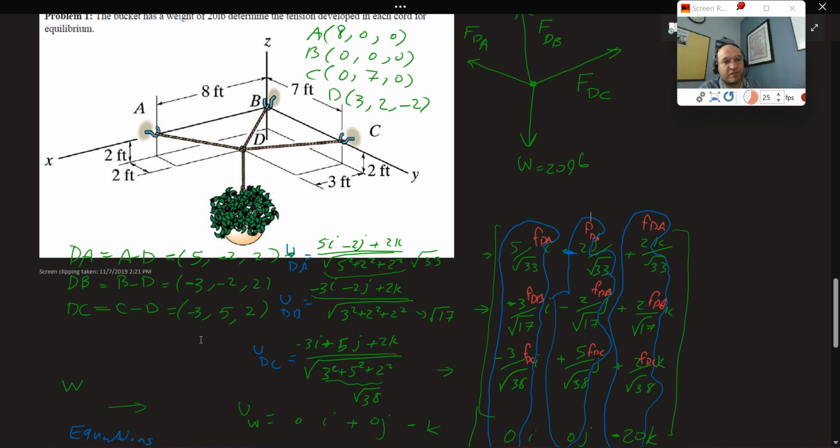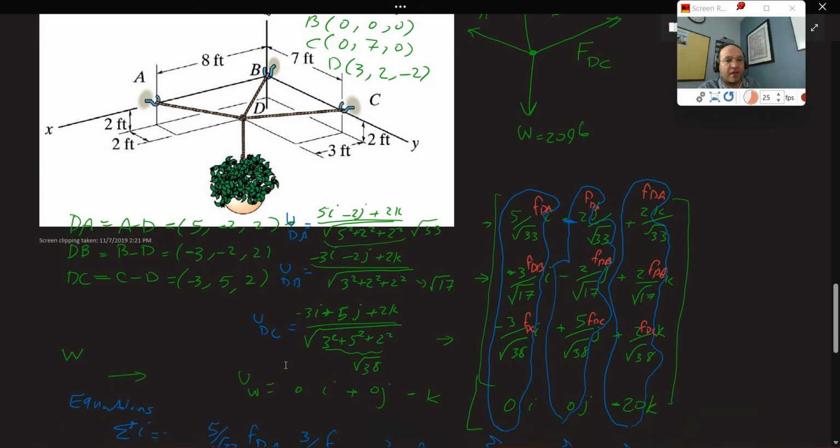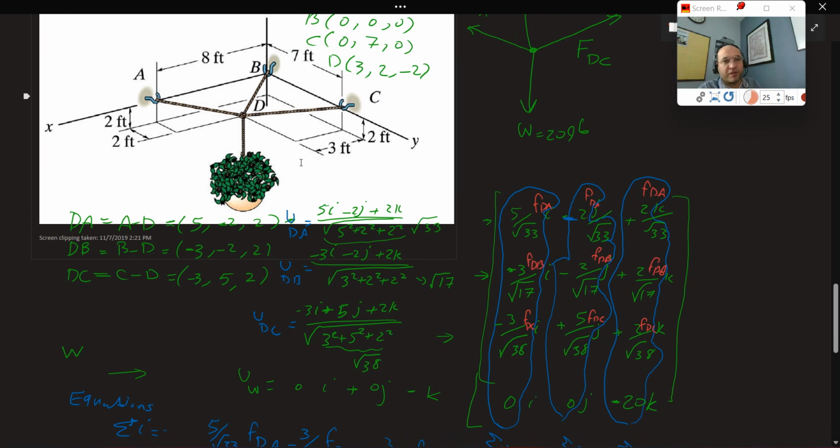Then once you found these 3, you are moving to their unit vector. Unit vector is the vector divided by its length. Because again, we want to bring all of them to the same page, I'm going to put 5i minus 2j plus 2k divided by root square of 5 to the power of 2 plus 2 to the power of 2 plus 2 to the power of 2. And that's actually root of 33. We repeat the same thing for dB and dC. And the U of W is simply minus K. Same thing as we had on the top.